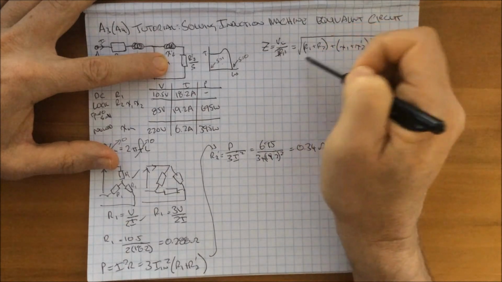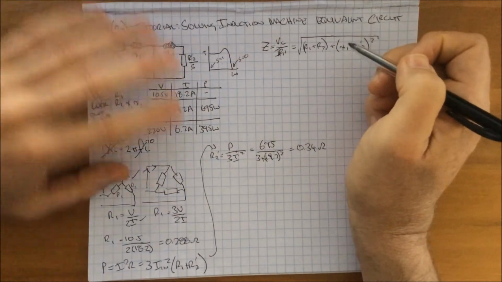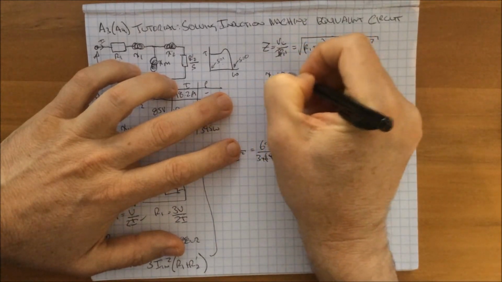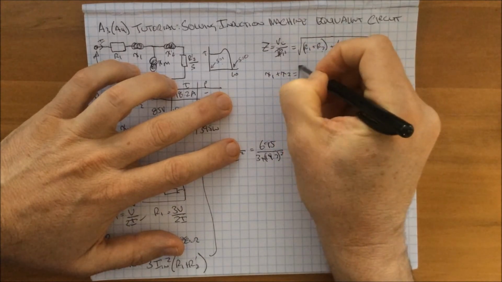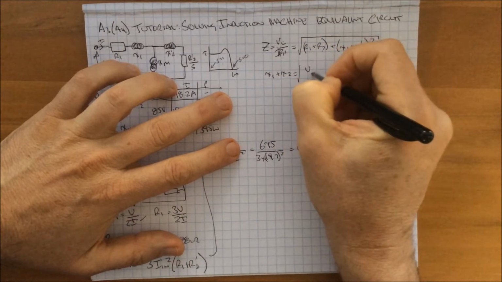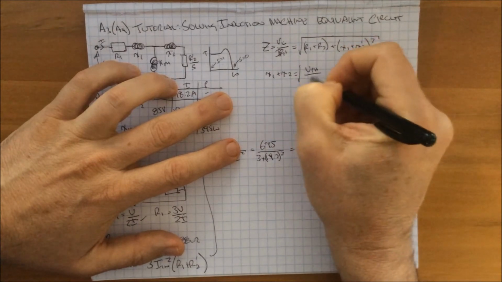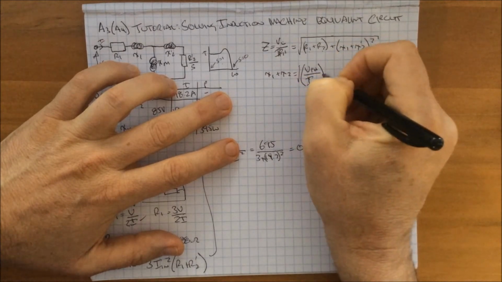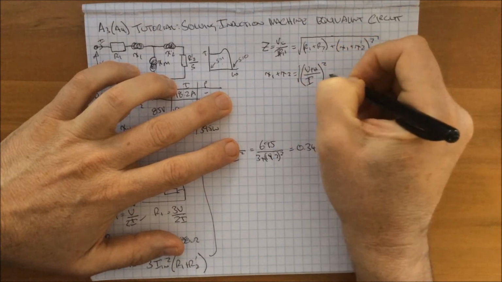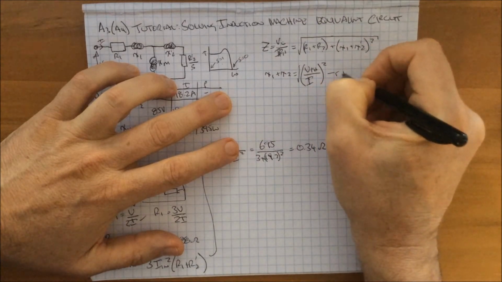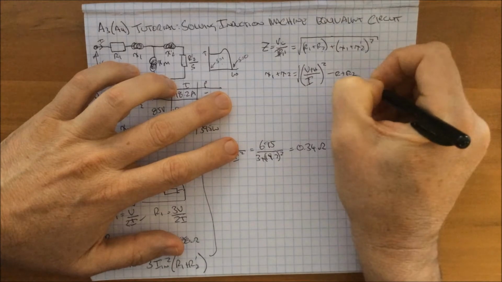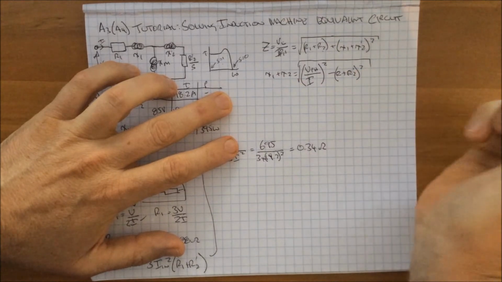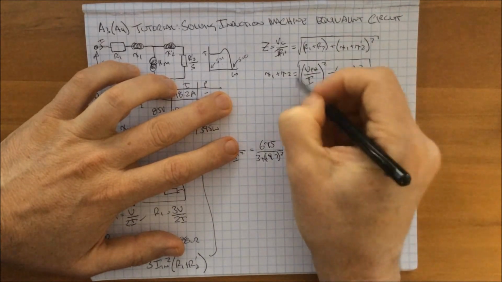So to do that, we rearrange this equation here, and that rearranges down to X1 plus X2 equals the square root of our phase voltage over our current, squared, minus R1 plus R2, squared. So we can go through and punch some numbers into that.